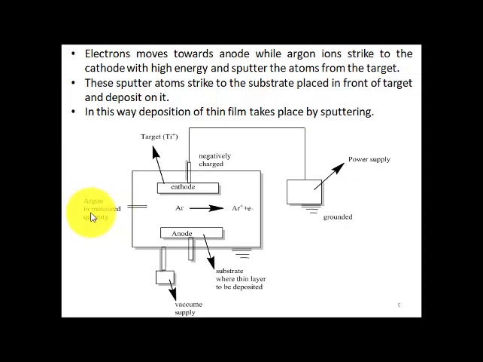From one side, argon is entered into the evacuated block in measured quantity. The electrons moving from cathode to anode strike the argon and ionize it, and secondary electrons are formed. These argon ions are attracted towards the negatively charged cathode, and when they strike the cathode, the atoms or ions of the target material are ejected and move towards the anode, which is the substrate, and are deposited on its surface, forming a thin layer. So this is the basic mechanism of sputtering and the sputter deposition process.